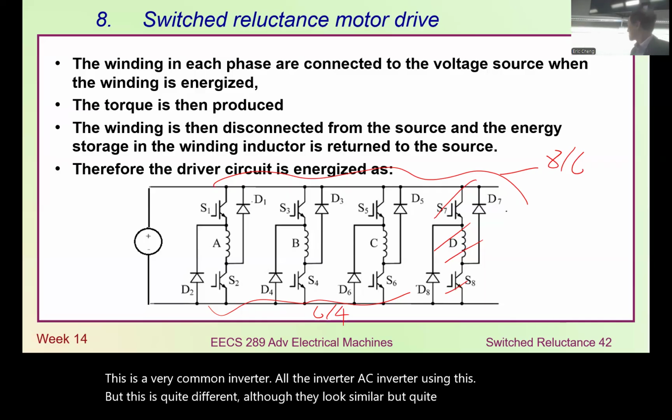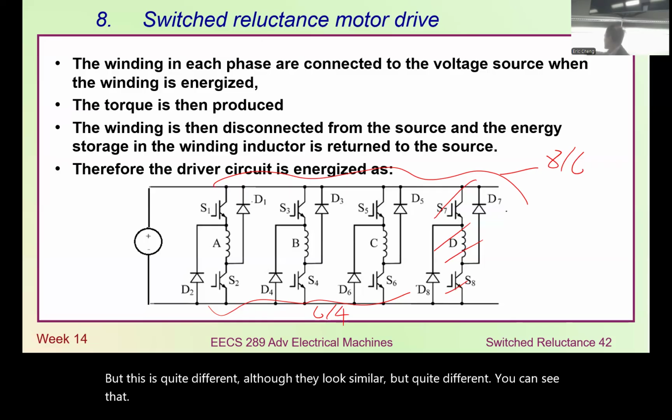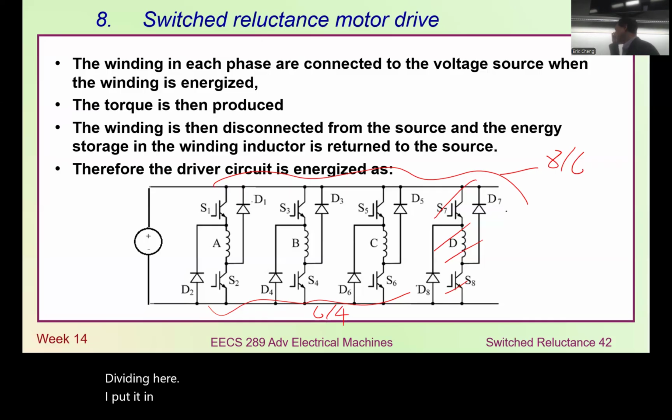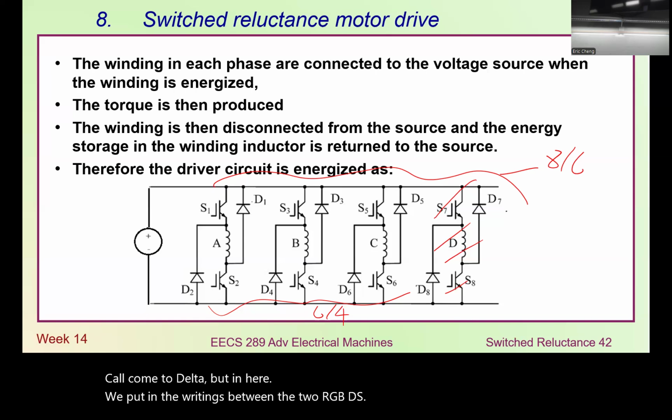You can see that the winding here is put in a star connection, or it can be delta. But here, we put the winding between the two IGBTs. What is the point of doing that? Why can't we put it in such a way?